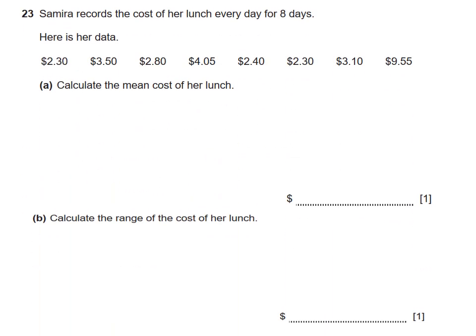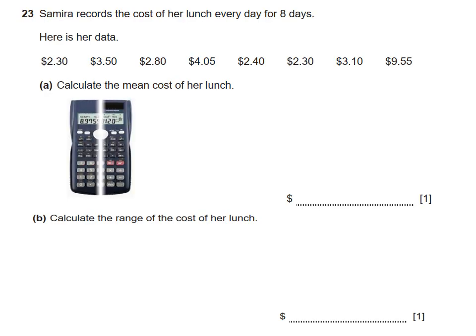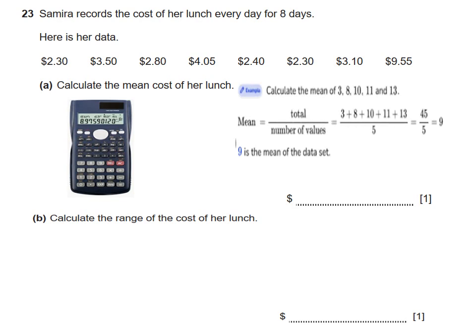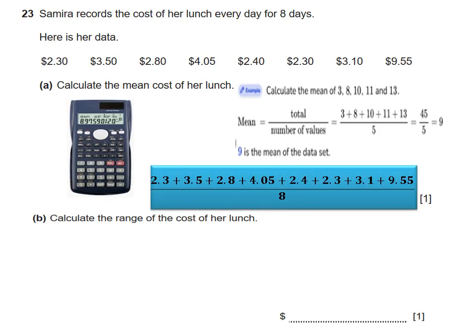Samira recorded the cost of her lunch every day for 8 days. Here is the data. Calculate the mean cost of her lunch. This is paper 2, so you are allowed to use a calculator. You just add all the numbers together in the calculator. Make sure of adding and putting the decimal point in the correct place. Add them all, total over the number of numbers. Here we have 8 days, so we are going to divide by 8. All the numbers divided by 8. Final answer will be $3.75.